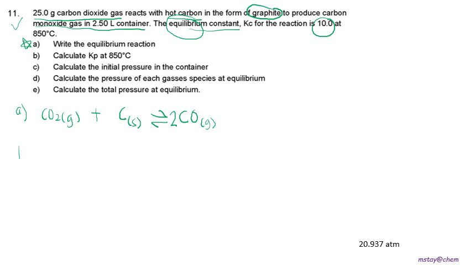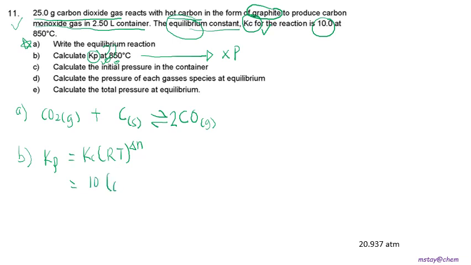Then next one, we are going to continue with part B. Calculate the Kp at 880 degrees Celsius. So if we look here, there is no information about pressure. But we are given the Kc value, and we are asked to look for the Kp value, which is the question mark here. Then we can use the formula Kp equals Kc (RT) to the power of delta n. So Kc given in the question is 10, while the R is 0.08206. Temperature given in this question is 850, so we are going to convert to unit of Kelvin, plus 273.